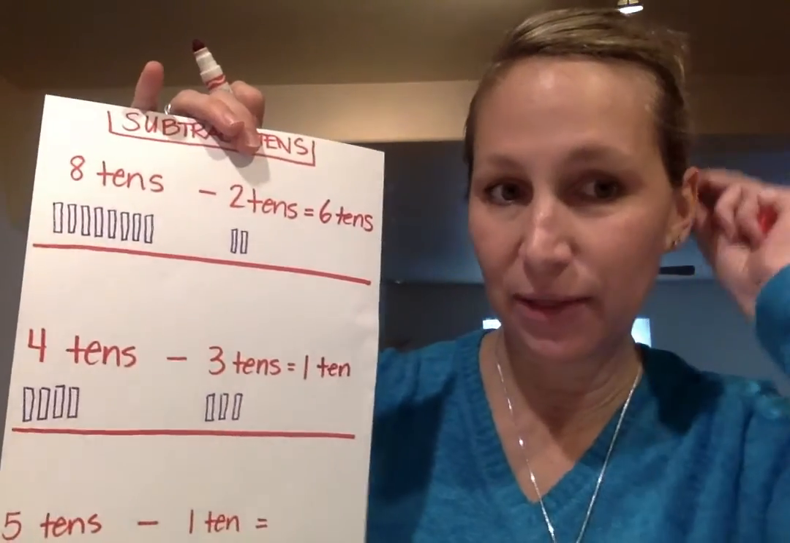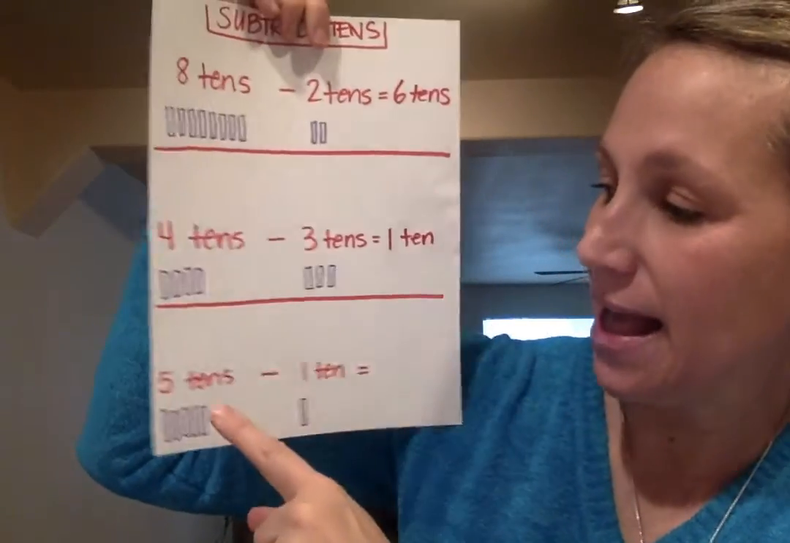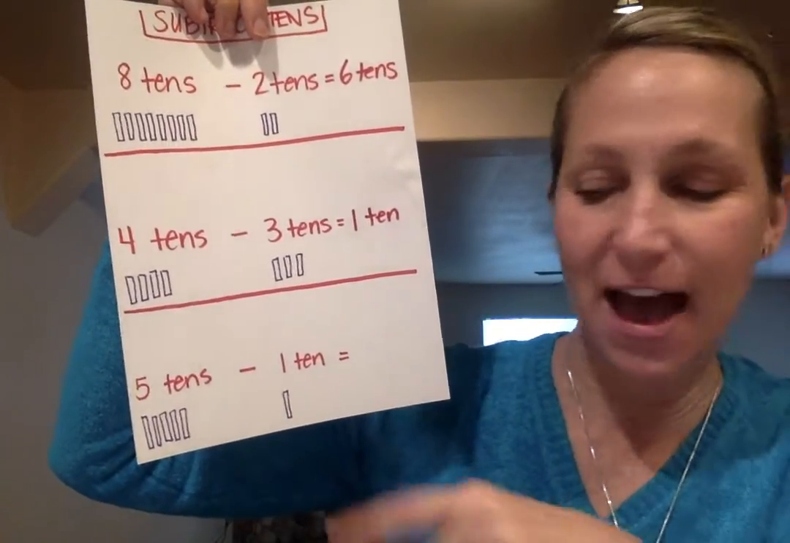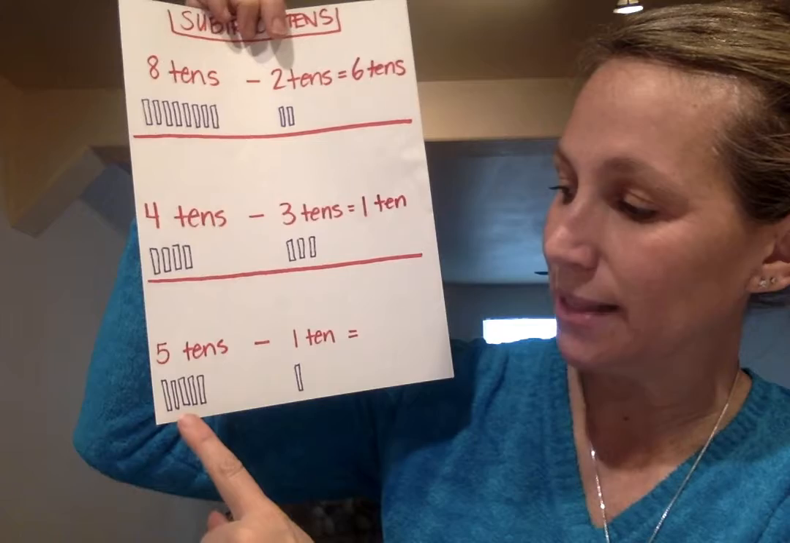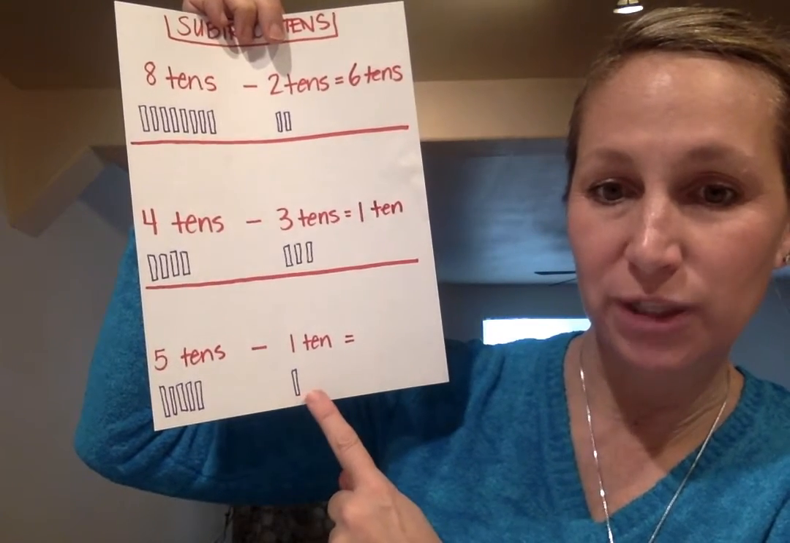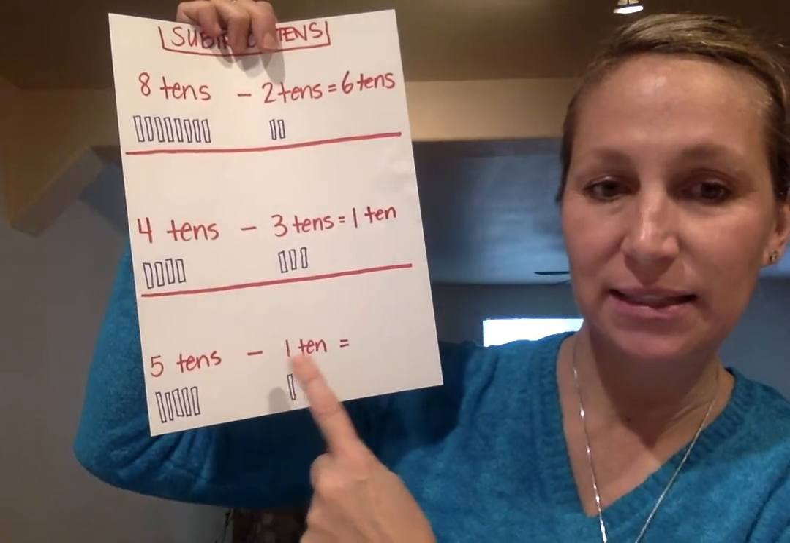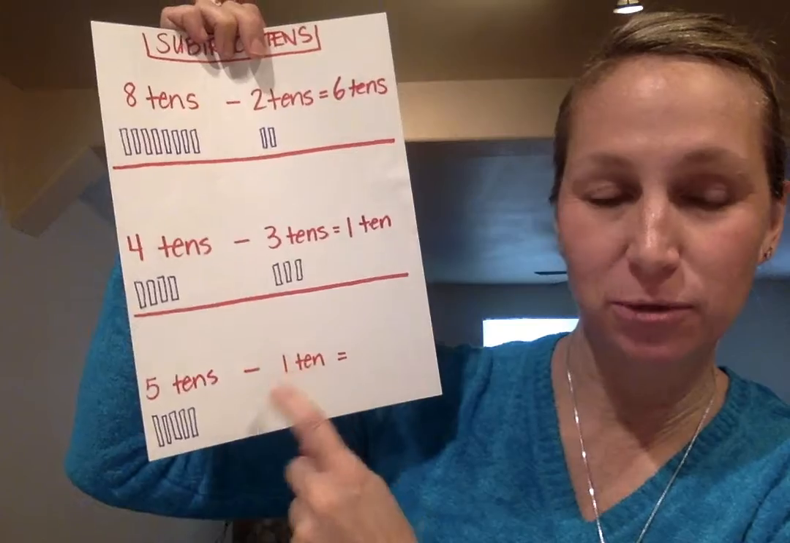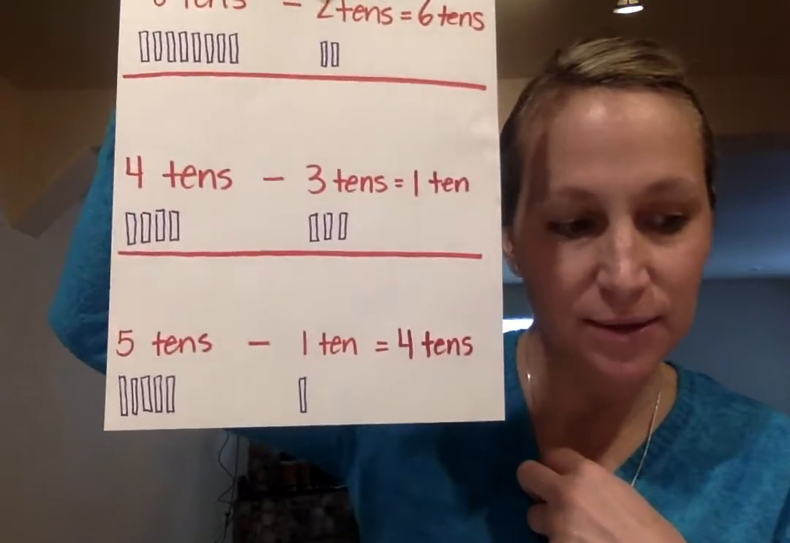The last example that I have for you right here is 5 tens subtract 1 ten. So we need to think of 5 as 10, 20, 30, 40, 50. Subtract 1 ten, which is 10. So this is 50 subtract 10, or 5 tens subtract 1 ten. 5 subtract 1 is 4. Good. So our answer here is 4 tens. So that's the first part of the lesson.